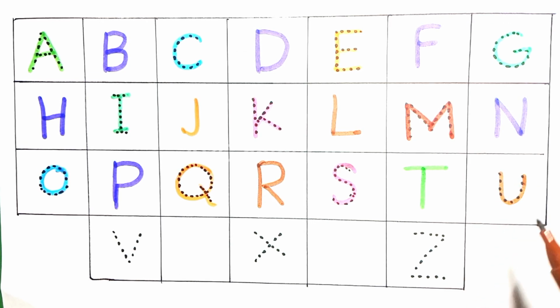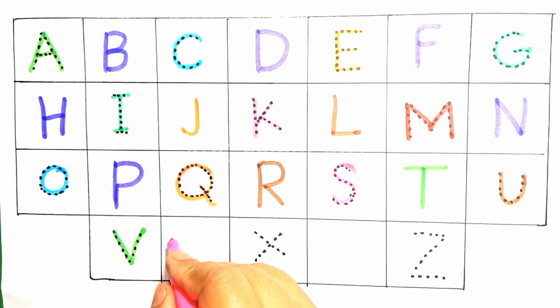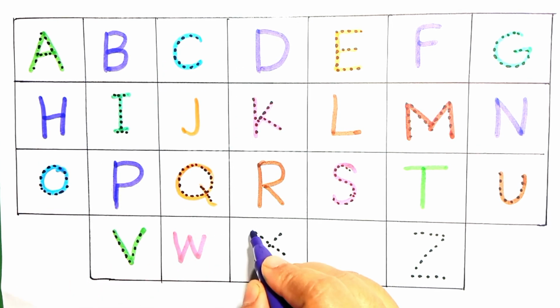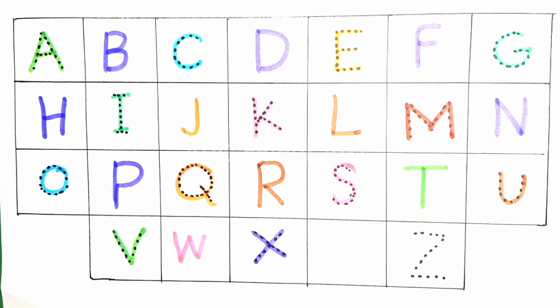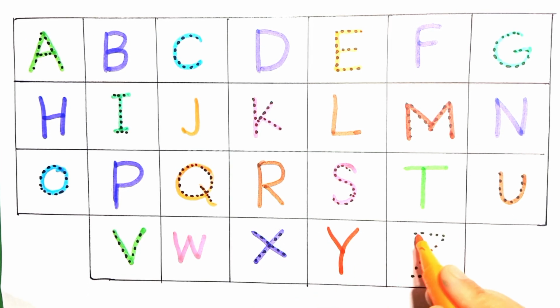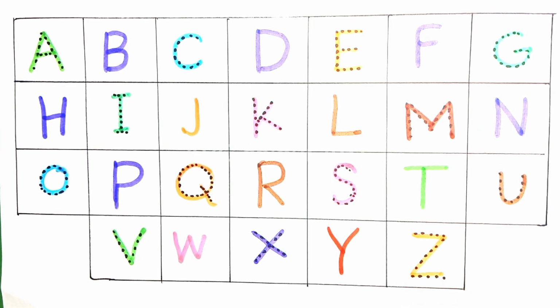U. U is for umbrella. V. V is for van. W. W is for watermelon. X. X is for Xmas tree. Y. Y is for yacht. Z. Z is for zebra.